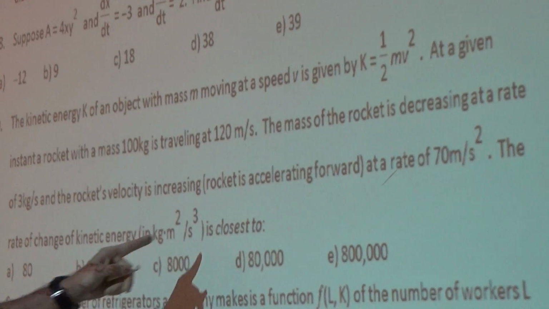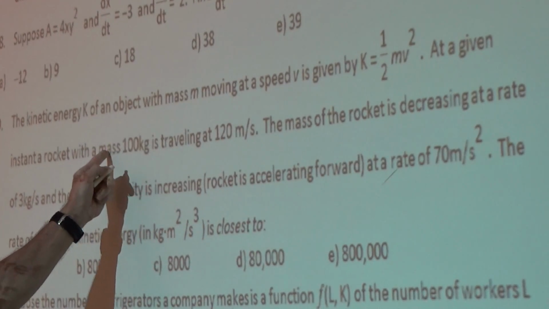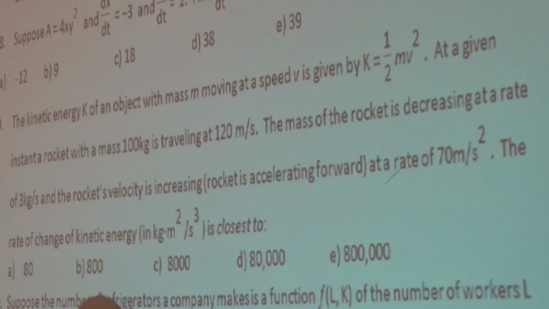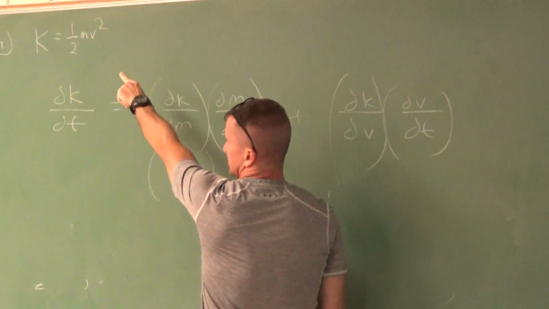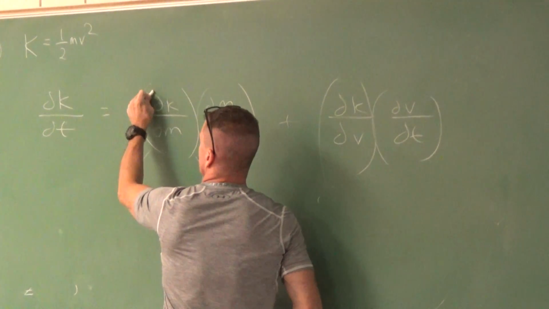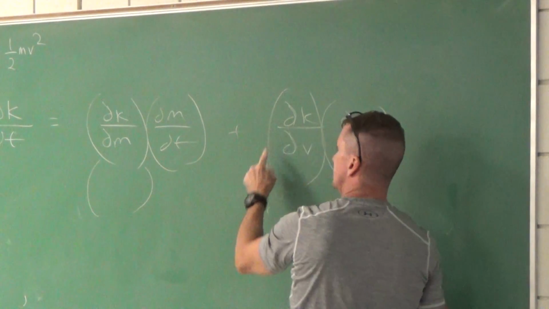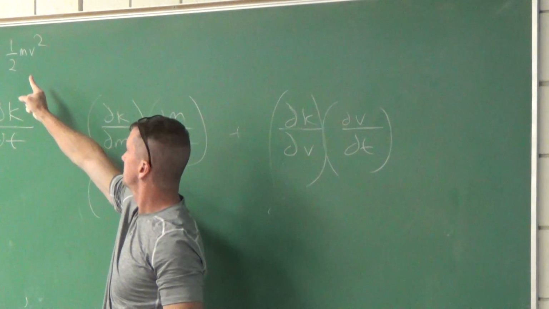And they said the speed is increasing at a rate of 70 meters per second squared. But this right here: at a given instant, a rocket with mass 100 kilograms is traveling at 120 meters per second. So we'll figure all these out. But before we plug those numbers in, can you get these partial derivatives? So this is really ∂K/∂m, and this is really ∂K/∂v. These are partial derivatives. What's the partial derivative with respect to m?